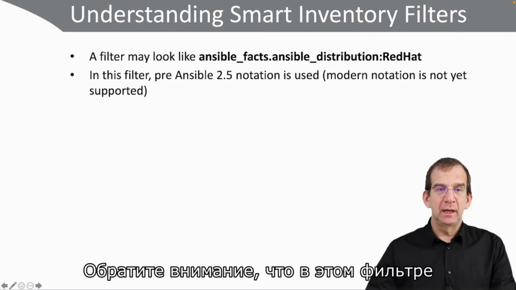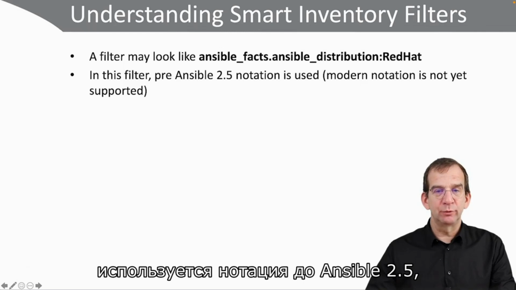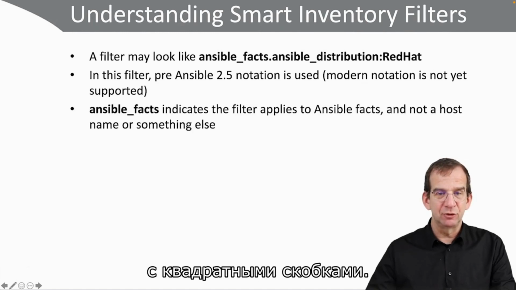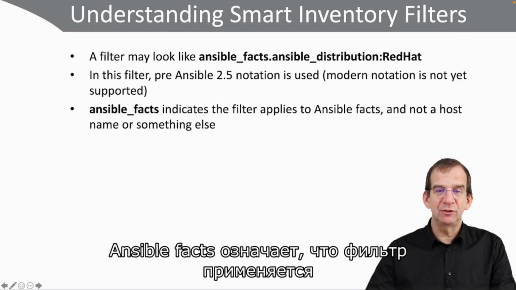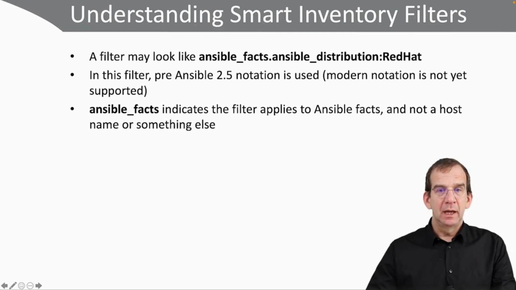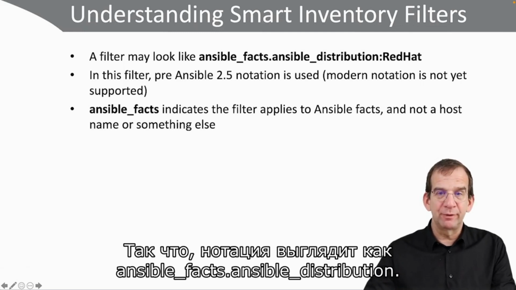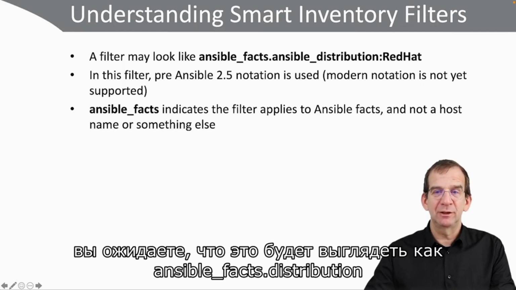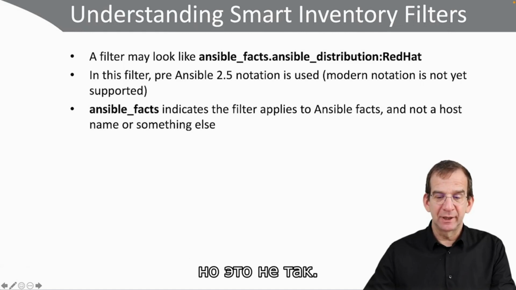In this filter, you should notice that pre-Ansible 2.5 notation is used. So you cannot use the modern notation with the square brackets, that means. And ansible_facts indicates the filter applies to Ansible facts and not a host name or anything else. So the notation is ansible_facts.ansible_distribution. And this is what is surprising. You might expect it to be ansible_facts.distribution, and that's not the case.